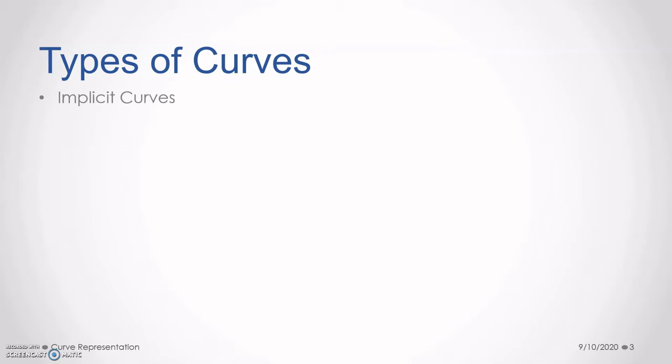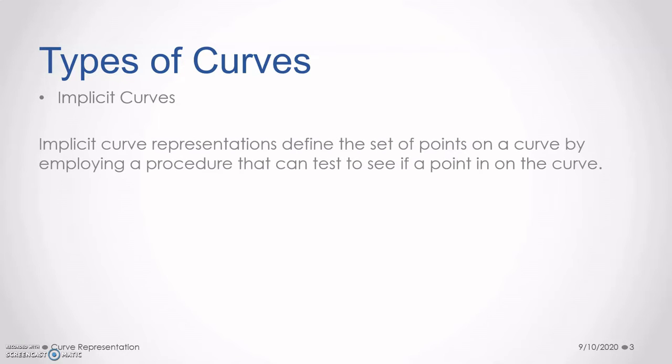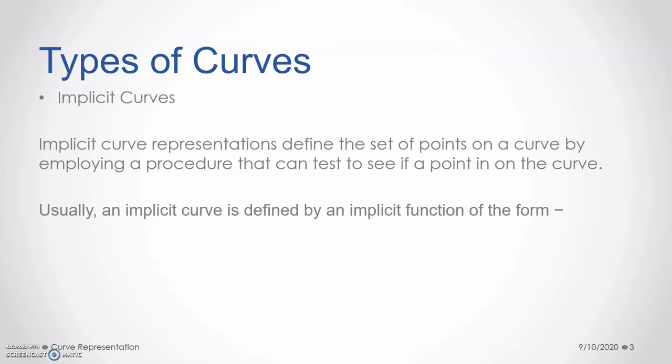First, we'll discuss implicit curves. Implicit curve representations define the set of points on a curve by employing a procedure that can test to see if a point is on the curve. So it can represent multi-valued curves, that is, multiple values for an x value. A common example of implicit representation is the circle, x squared plus y squared minus r squared equal to 0, which can represent multiple values. Usually an implicit curve is defined by an implicit function of the form f(x, y) = 0.